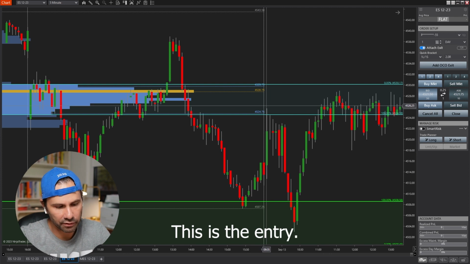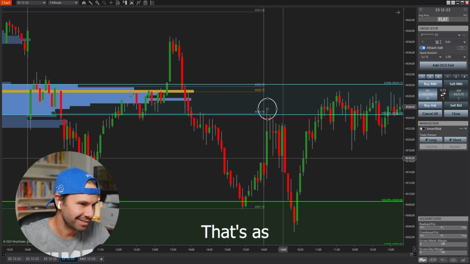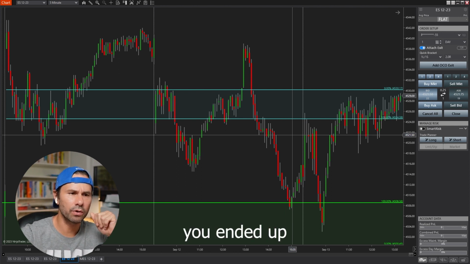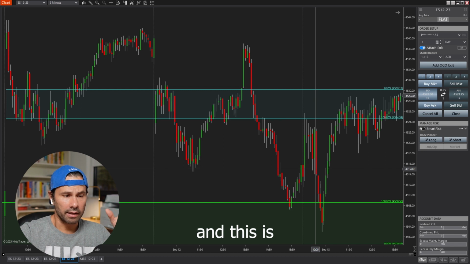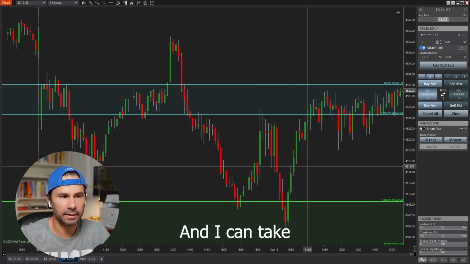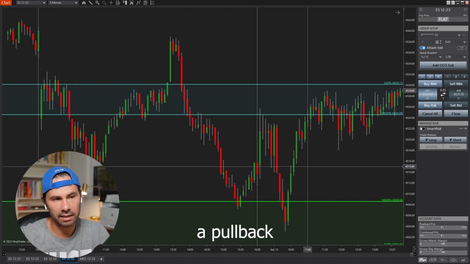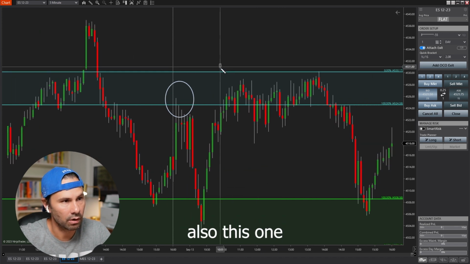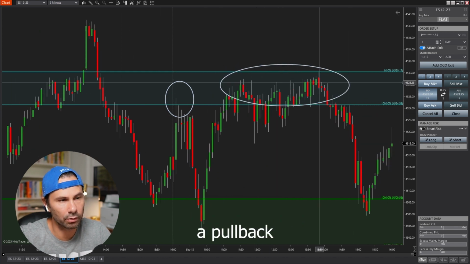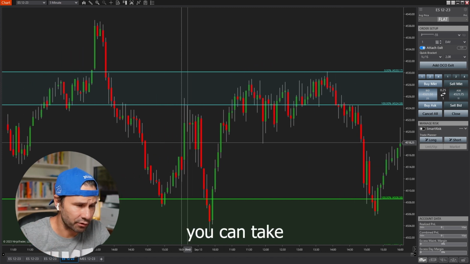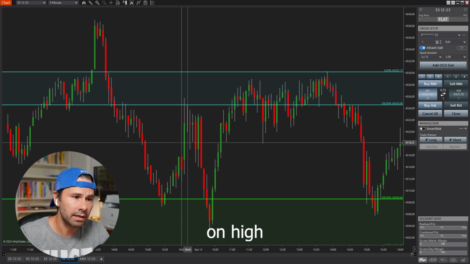Came here, this is the entry. I start feeling FOMO. That's the reality. And you say, well, Franco, if you were short bias, why did you end up taking a long? And this is the story. I have different setups, and I can take a pullback continuation, which was this one, pullback continuation. Also this one, pullback continuation. It pulled back to the area and continued to the downside. Or against today's bias, you can take tradable reaction on high expectancy, high probability key reference areas.